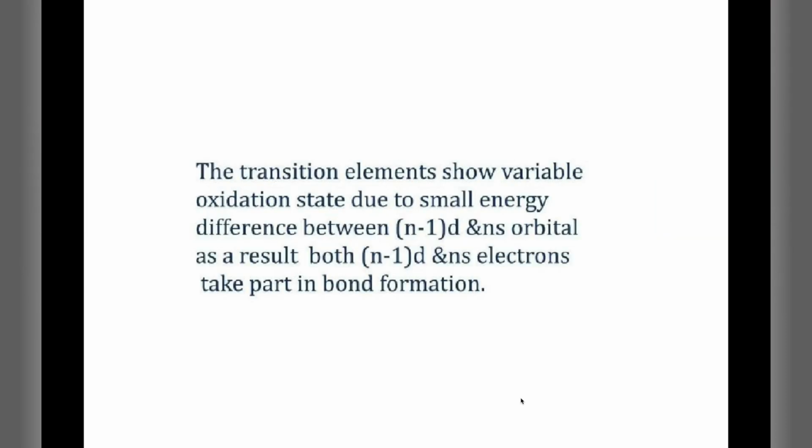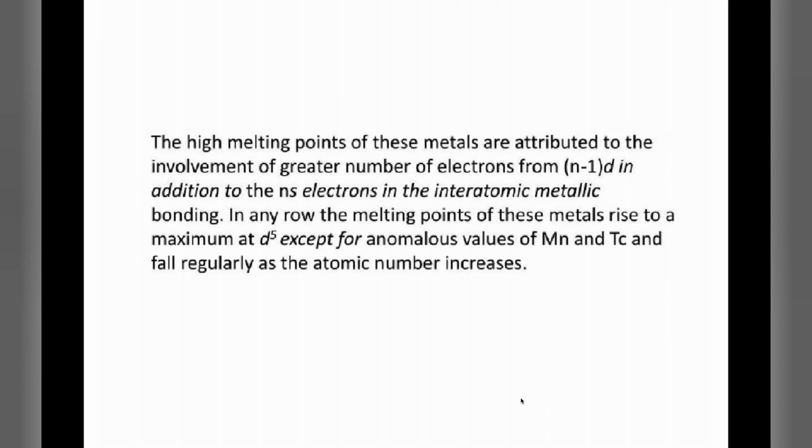Once again I repeat that the transition elements show variable oxidation states because of the small energy difference between the (n-1)d and ns orbitals. So both (n-1)d and ns electrons take part in bond formation. That is why they show variable oxidation states.